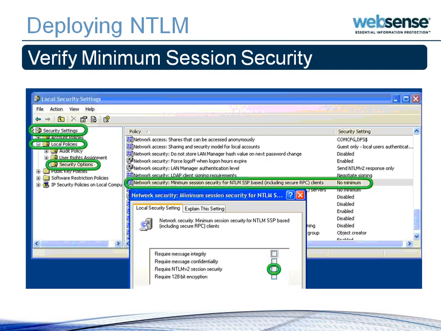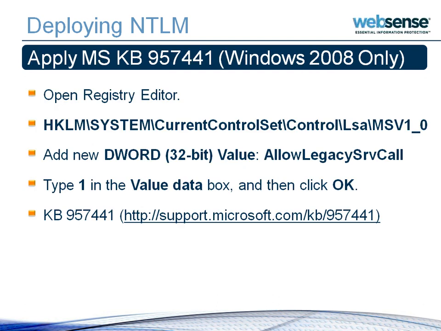Next, we're going to verify the minimum session security. This is in a 2008 environment. You can see that this is done from security settings, local policy, security options. And then from there, you look under the network security session, you find out what the minimum session security is, and you ensure that require NTLM version 2 session security is disabled.